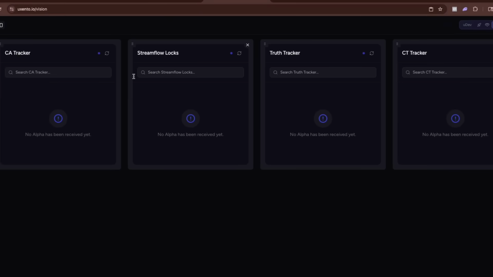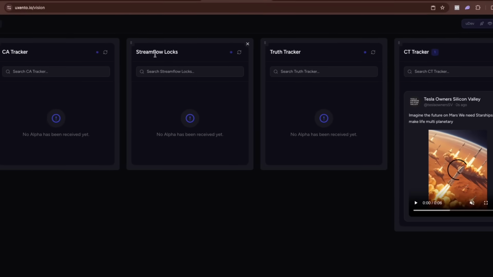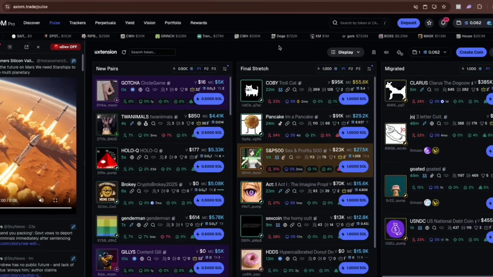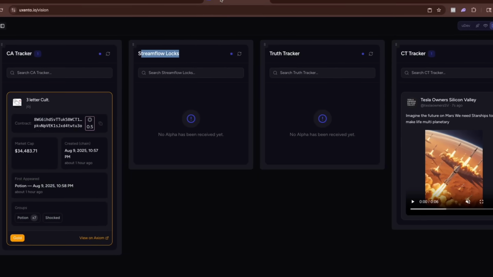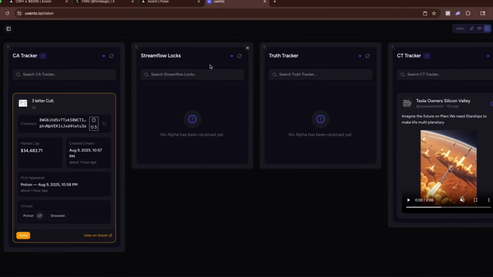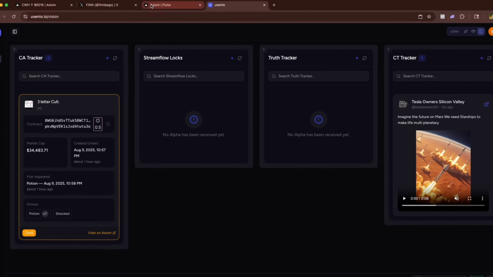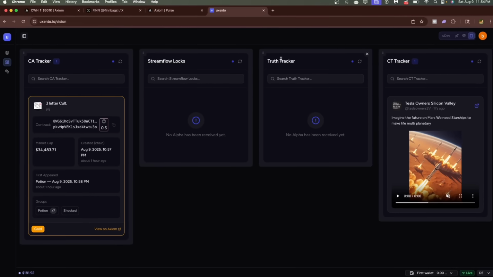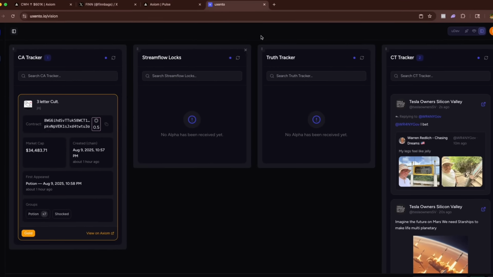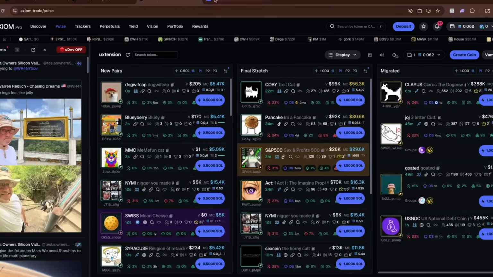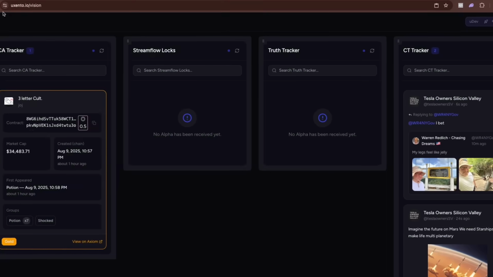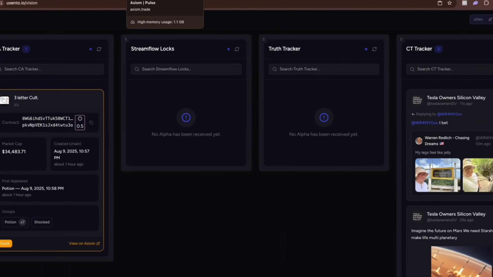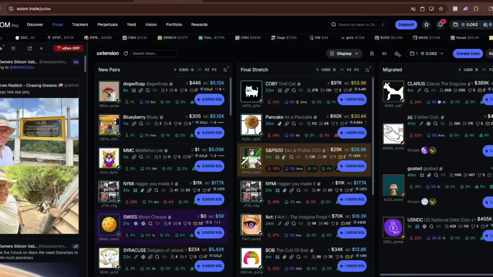Perfect. This will show you the CAs that get posted in alpha groups, and streamflow locks. If you're looking at an AI coin or any coin where you're waiting for the dev to lock, the second it gets locked on streamflow, it will update on here. You don't have to click on the link and check everything else. Instant. Same with True Social Tracker and CT Tracker. You could keep this open on a different monitor while you're trading on Axiom, or you could probably squeeze this onto one monitor if you have a bigger monitor and can fit that in.